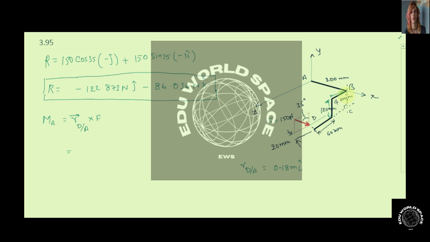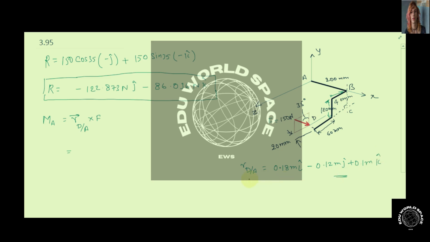Now we observe here that it is at a depth of 120 mm in the y direction, so we can write it as minus 0.12 meter j cap. Now if we talk about the k cap direction, this distance is 60 and this distance is 40, so the distance from the x axis will be 100 mm. So we can write it as plus 0.1 meter k cap.